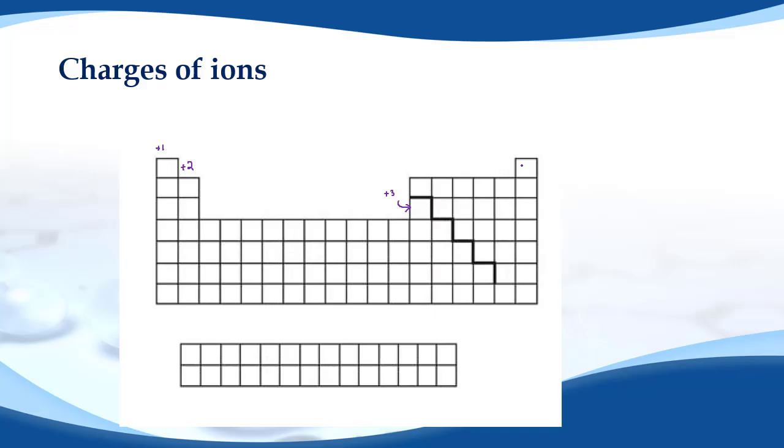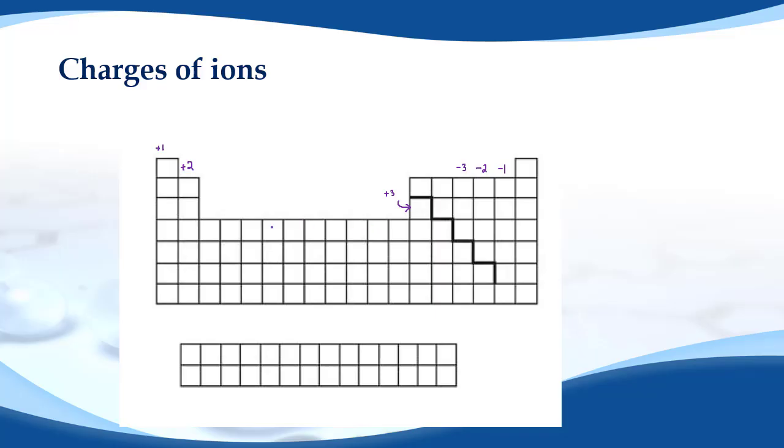Now, if I come over to the right-hand side, this next to last row right here, column number 17, forms a -1 charge. Column 16 forms a -2 charge. Column 15 usually forms a -3 charge for anything that's above this staircase line. This column right here, these 2 elements don't form charges. Boron also usually doesn't form a charge, and the noble gases in the last column also don't form a charge.